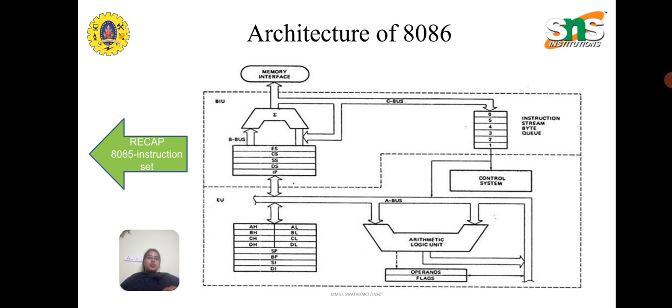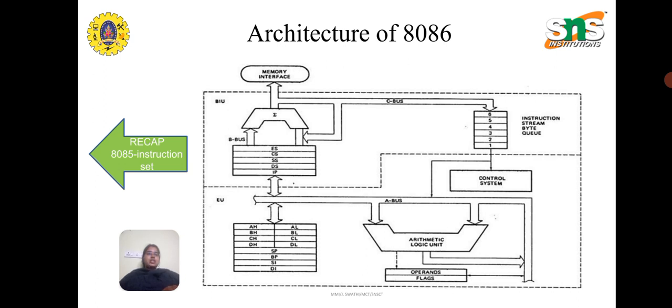It supports two modes of operation, that is maximum mode and minimum mode. Maximum mode is suitable for systems having multiple processors, and minimum mode is suitable for systems having a single processor. So before getting into the architecture of 8086, we should discuss the features of 8086. The most prominent features of the 8086 microprocessor are as follows.